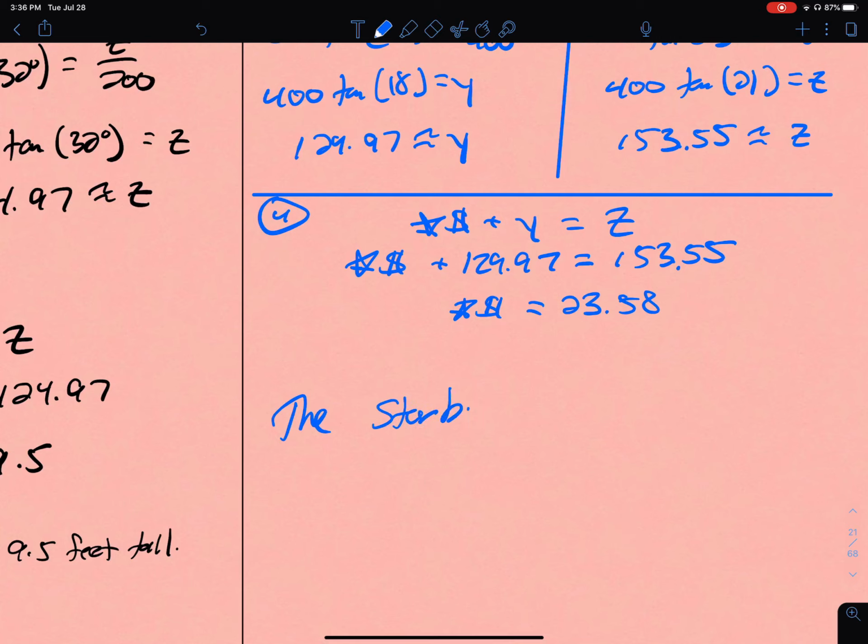The Starbucks is about, it says around to the nearest foot, the direction says. So it's about 24 feet tall.